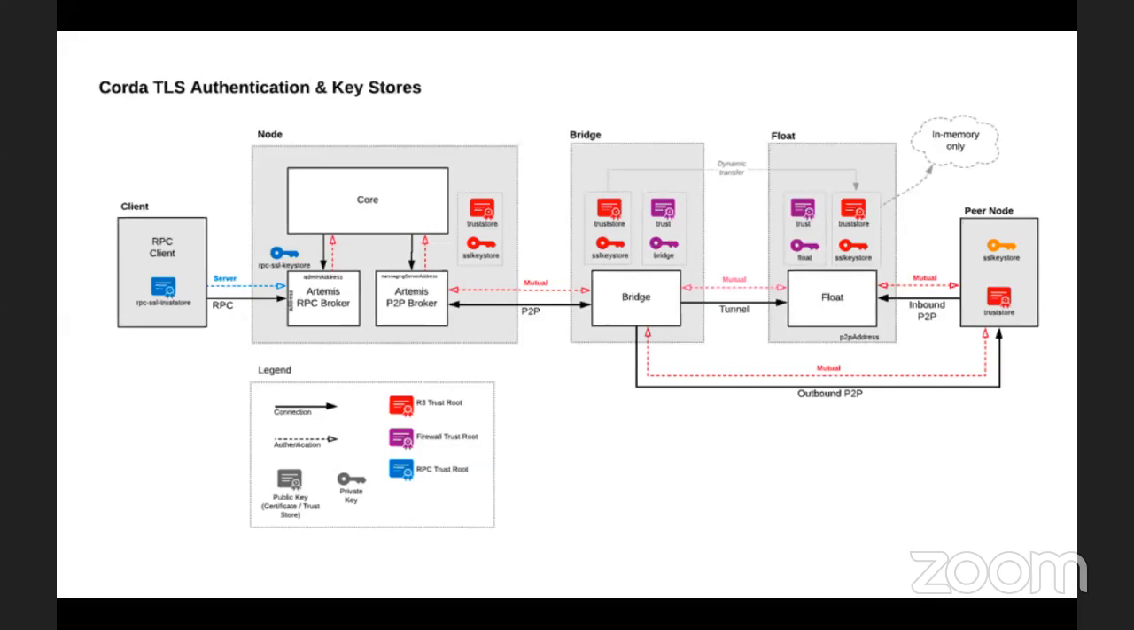The key authentication is happening through the encrypted channel between the bridge and the node, but there is a secure tunnel between the bridge and float. Every inbound call from the peer comes through the float, and every outbound call goes through the bridge directly to the peer. This is the communication security model in Corda.